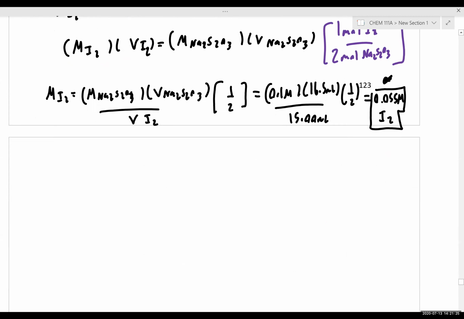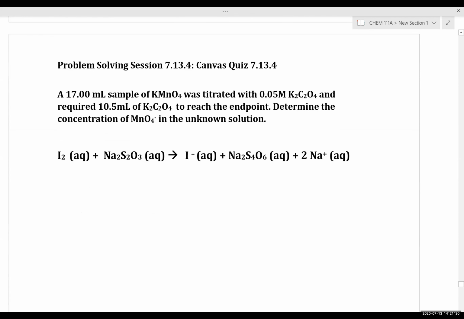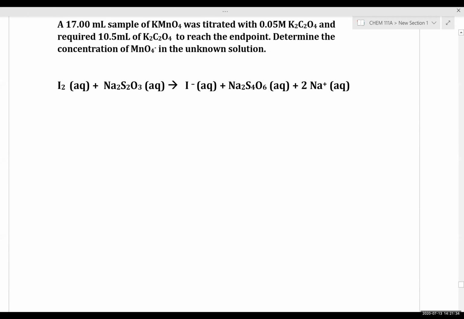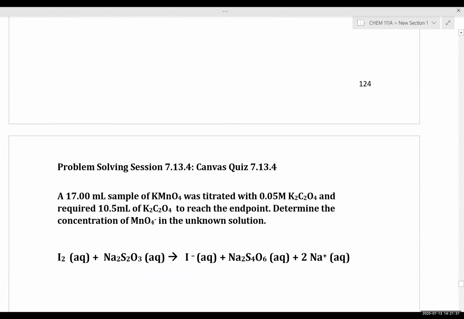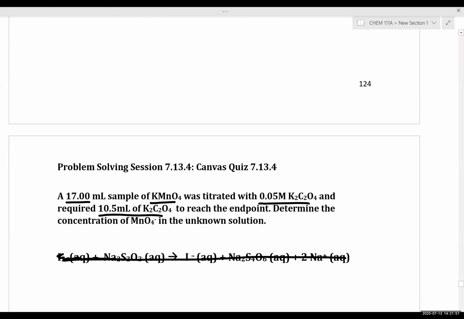Okay, so let's continue on now and let's look at another problem. So in this case, we're looking at the following titration problem. We have 17 milliliters of potassium permanganate, and we're titrating it with 0.05 molar potassium oxalate, and required 10 milliliters of potassium oxalate to reach the end point.